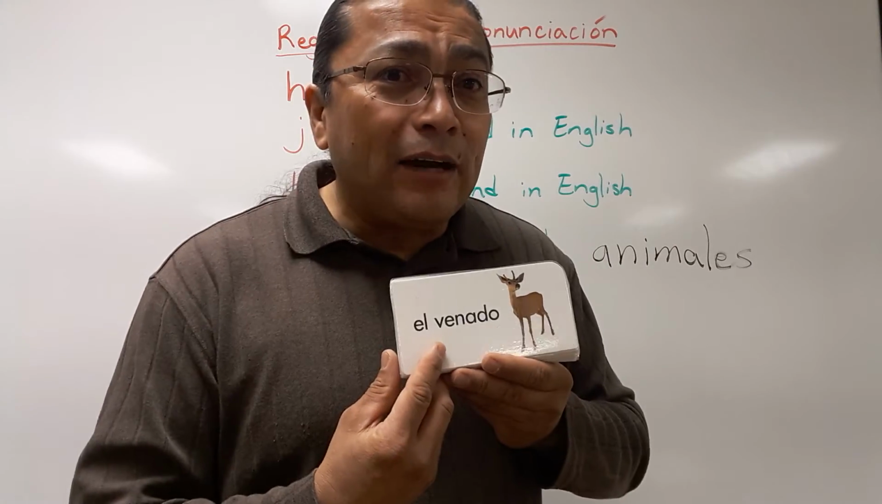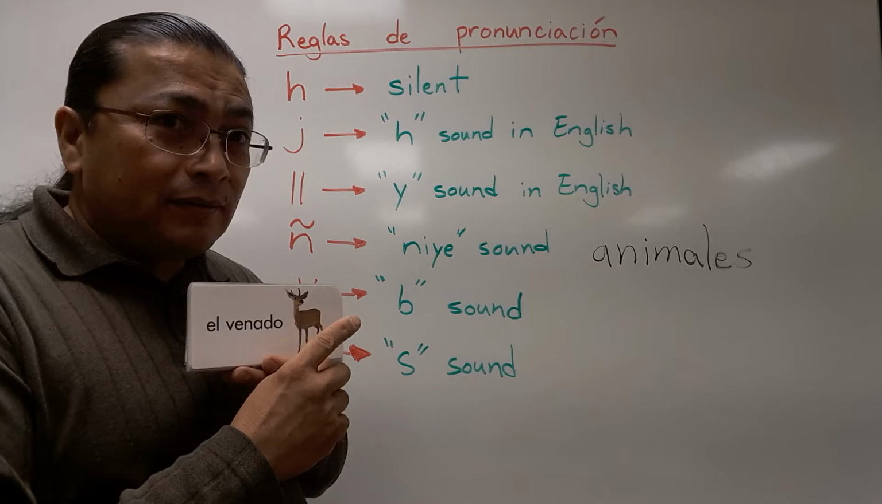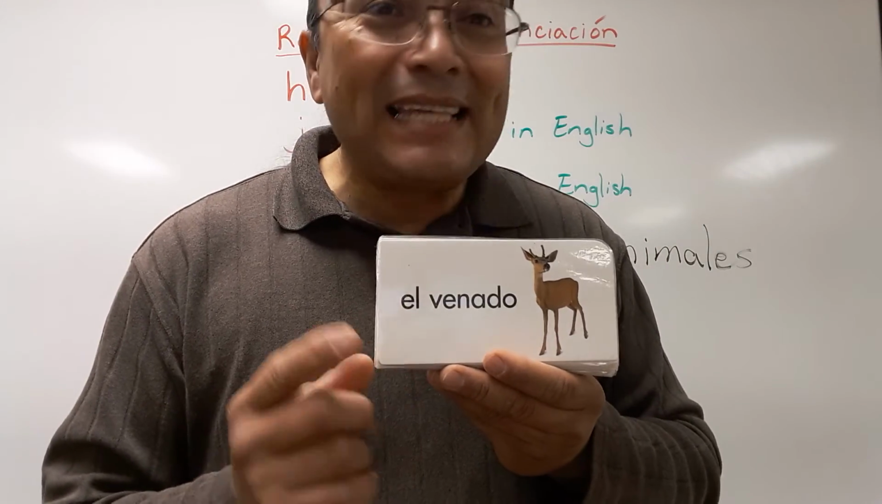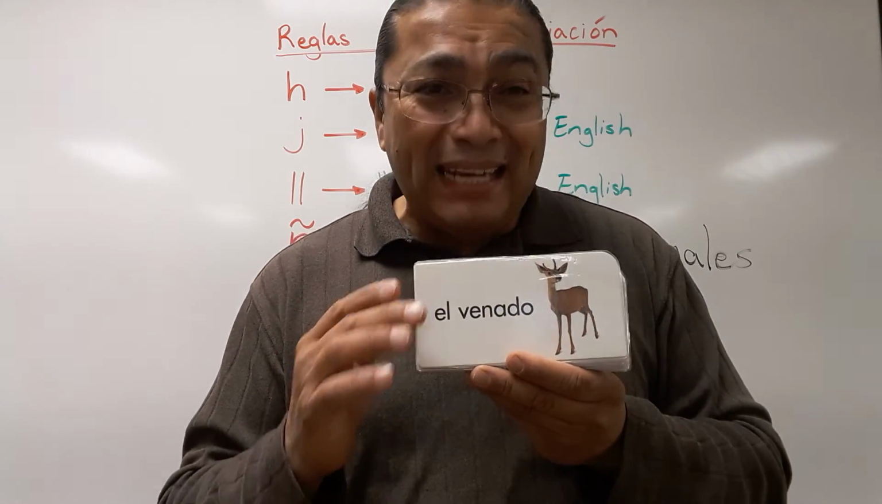Very easy, right? Just read them. So, here's your V now. The V gives you what sound? B. So, it's not going to be el venado with a V, it's venado. Muy bien.